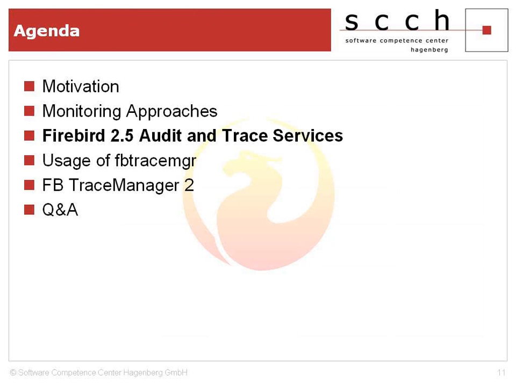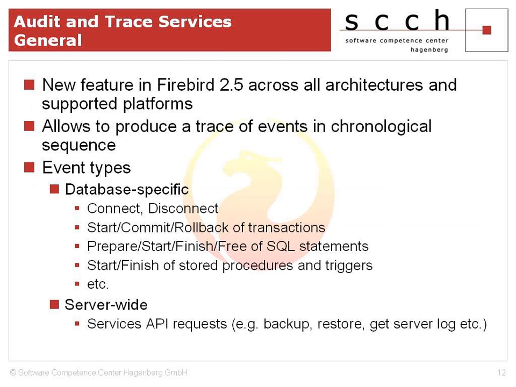All right, let's go into the Audit and Trace Services API now. The good news is that it is available across all architectures, across all operating systems, across 32 and 64 bits. So whenever you are able to run Firebird 2.5, you are able to use the Trace API. It allows you to produce a trace of events in a chronological sequence, so you really have the timeline of what happened, and you can look back to the past.